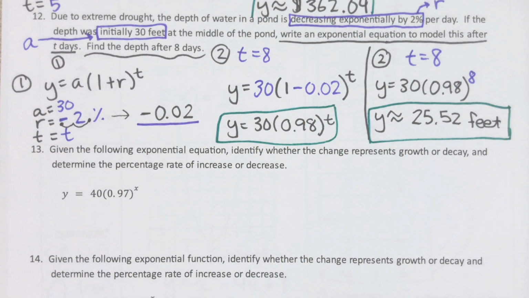Questions on number 12 before I do 13 and 14? 13 and 14 are very quick problems. Given the following exponential equation, identify whether the change represents growth or decay, and determine the percentage rate of increase or decrease. So this one has 2 answers to it.